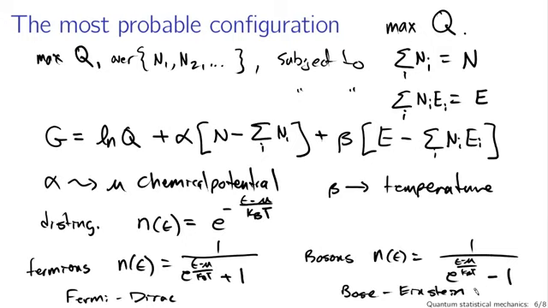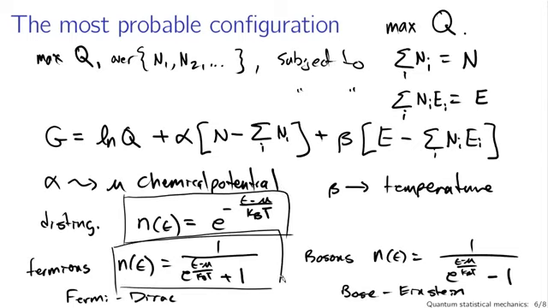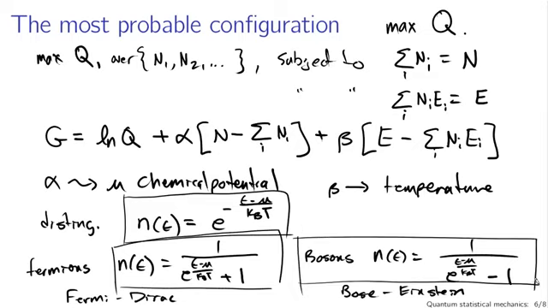For all of Einstein's talk that he didn't really like quantum mechanics and he felt like it was an incomplete theory, he did make some remarkable contributions. This is one of them. These distributions are really the important results of quantum statistical mechanics. The Fermi-Dirac distribution and the Bose-Einstein distribution in particular are very important.